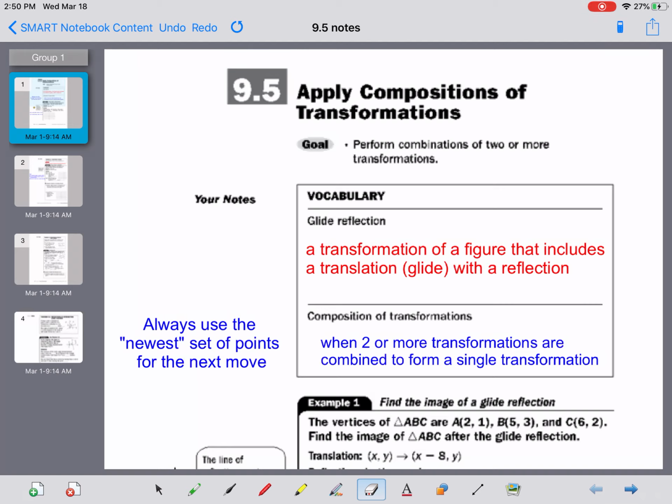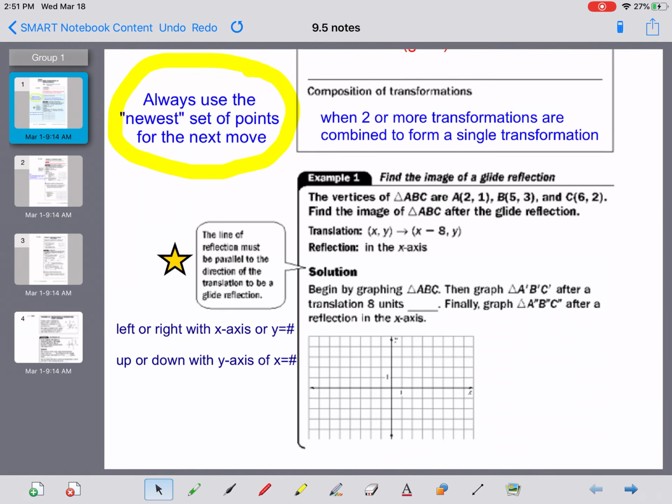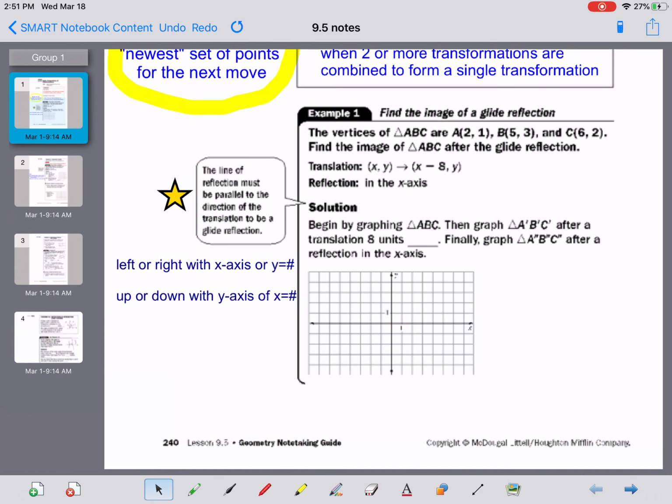What I really want to make sure to highlight for you is always use the newest set of points for your next move. When you start with the first set of points, you make your first move, and then always use that set of points you just found to make the next move. So let's try our example here at the bottom of the page to show what this means. We're going to find the image of this glide reflection.